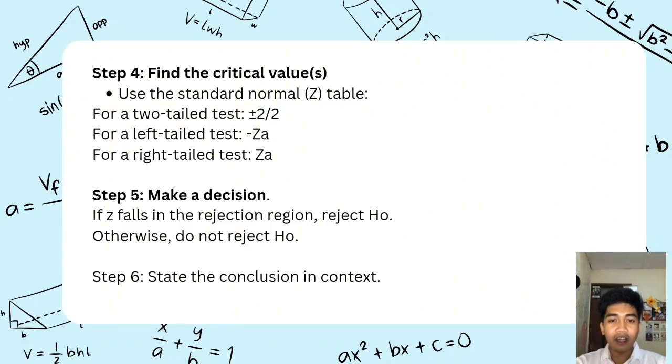To find the critical value, you need to use the standard Z table. And mao to siyang step 4. And step 5 is make a decision. If Z falls in the rejection region, reject the null hypothesis, otherwise do not reject the null hypothesis. Step 6, state the conclusion in context.